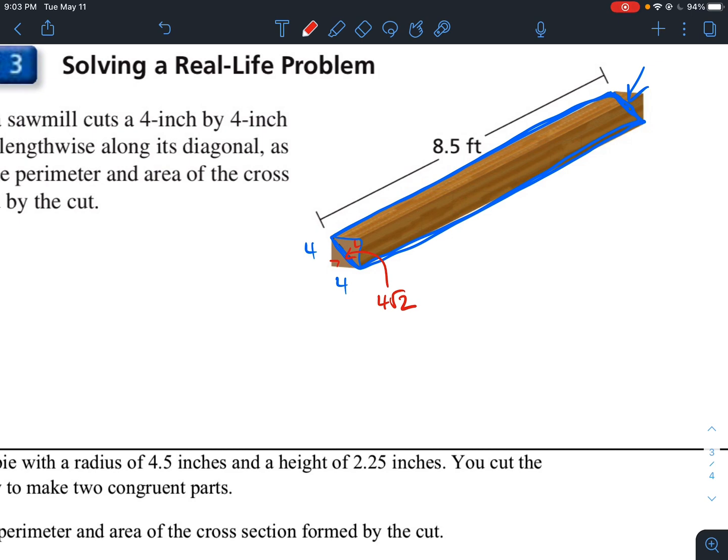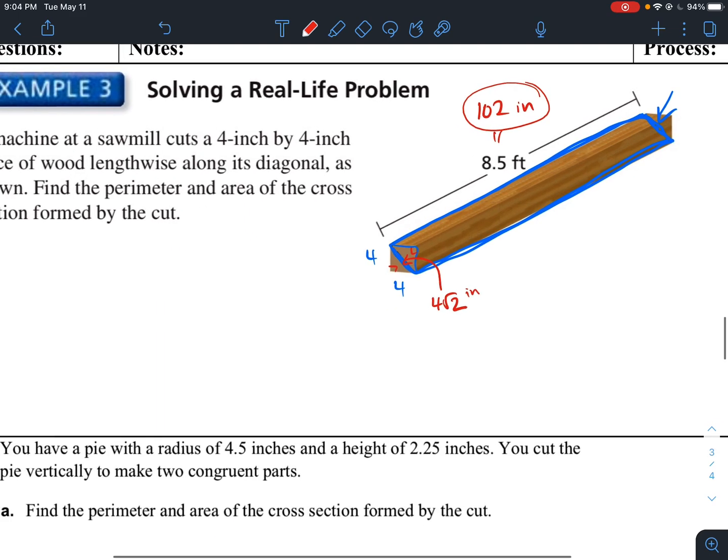Okay, so this is in inches, right? So what I'm trying to get is the perimeter. So I need to add up this side right here with this side, which are congruent, and this side, which will be congruent. Now, the only problem here is that we're measuring in inches, but this is in feet, so we actually need to convert this to inches. So 8.5 feet in inches. Since there's 12 inches to a foot, we need to multiply that by 12. So we need to do 8.5 times 12, and so this is about 102 inches.